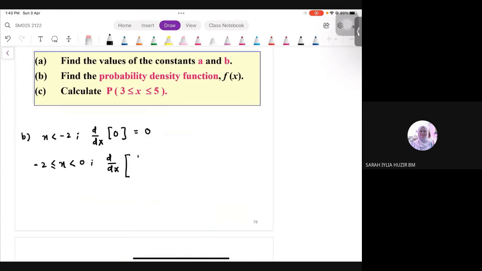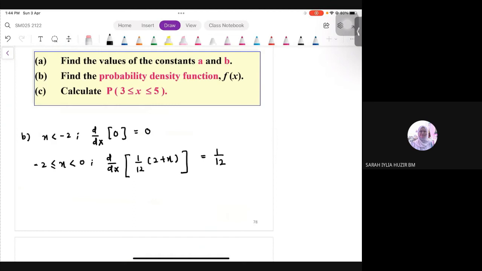Next one, from -2 up till 0, we have to differentiate A. A tadi kita dapat dah 1, kejap. Oh, sorry. Itu bukan. Tadi kita tak ada. Function dia 1/12 2 plus x. So, here we will get 1/12. Differentiate 2/12, kita dapat kosong. Differentiate x/12, kita dapat 1/12.